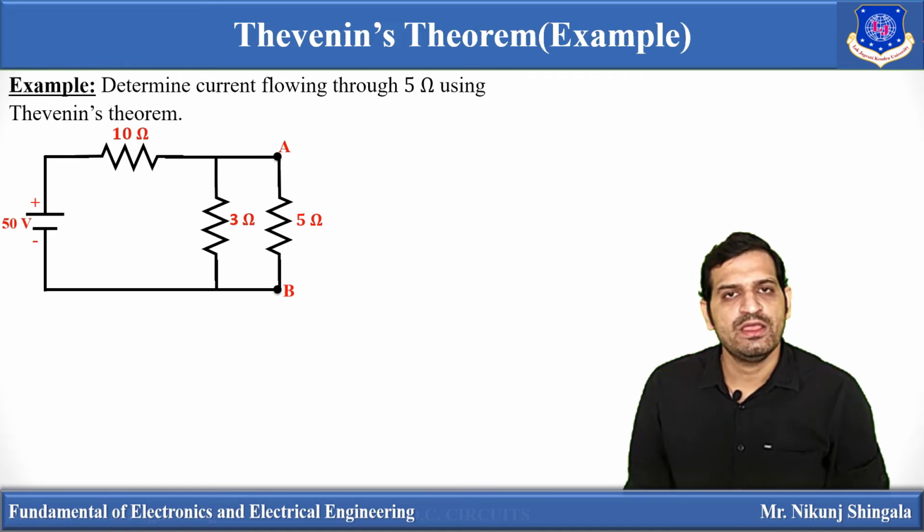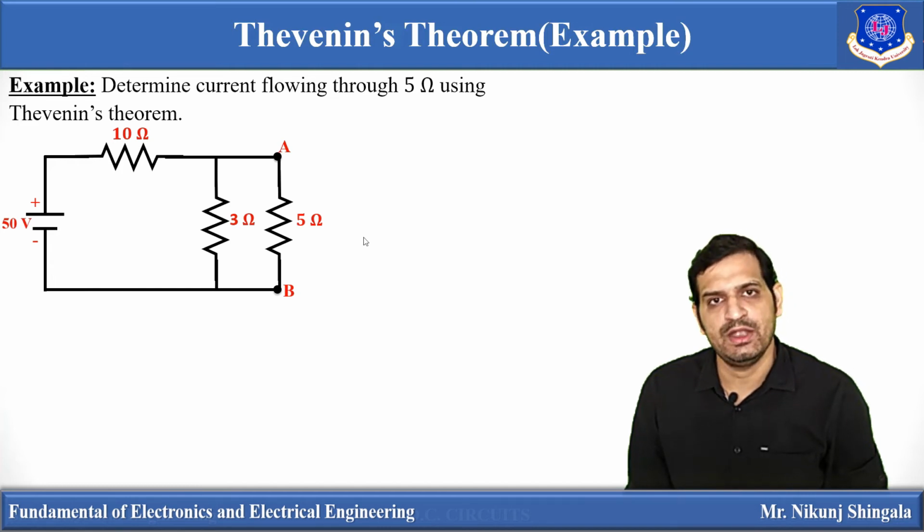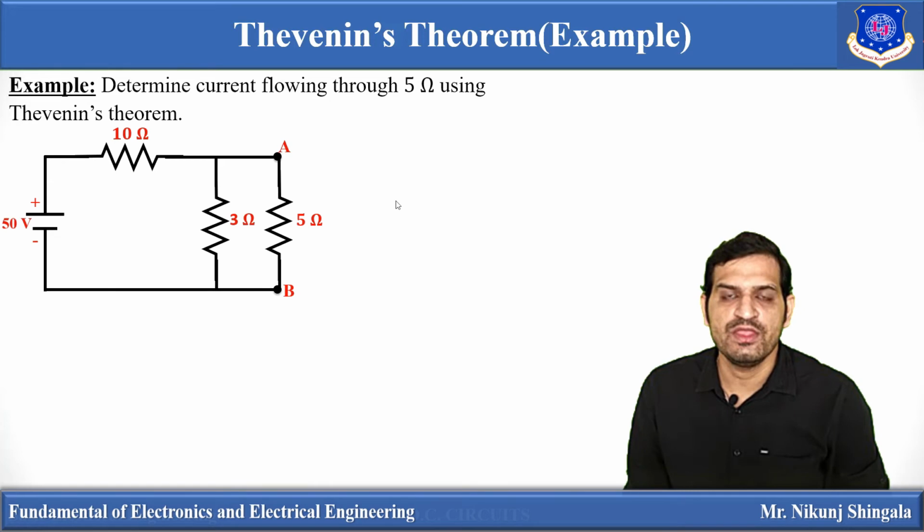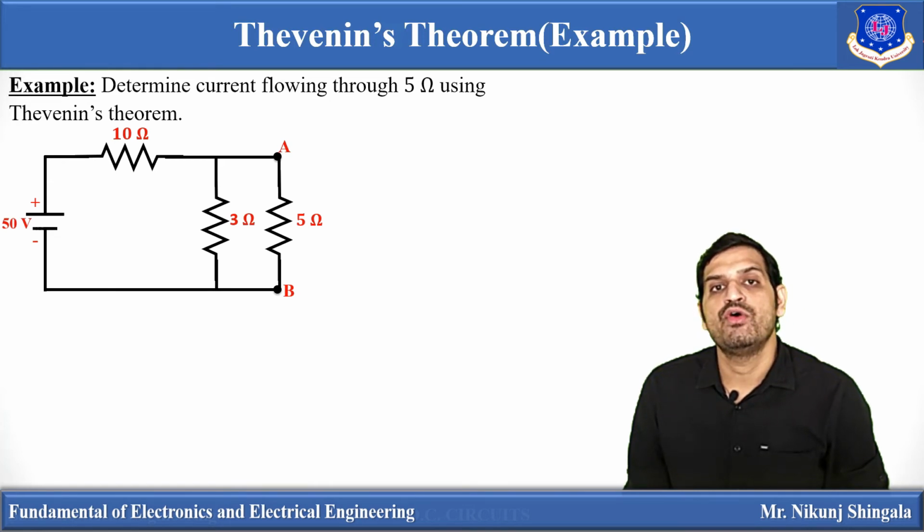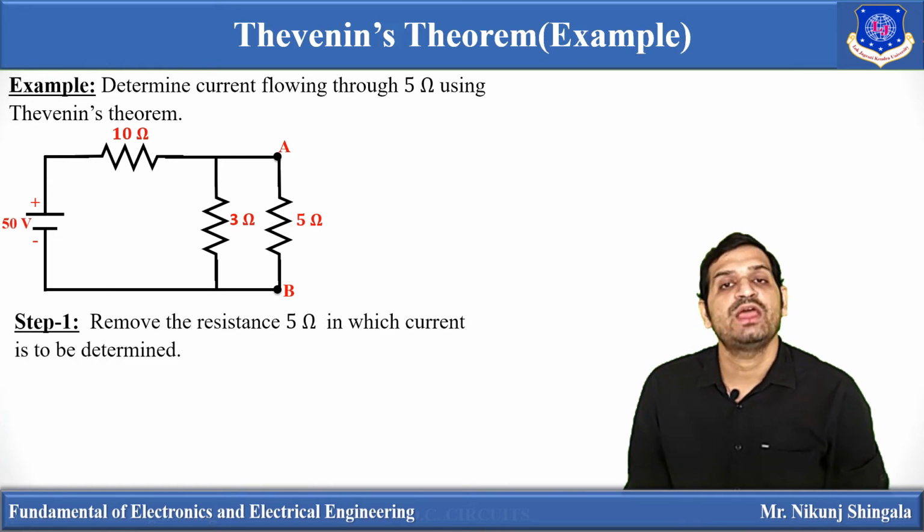So here one network is given which consists of two loops. It consists of a 50 volt battery and three resistors, 10, 3 and 5 ohm. Now this network is very simple from the initial look, but to understand how Thevenin's theorem works, I have taken a very simple network. In this network, we have been asked to determine the current through the 5 ohm resistance. So the 5 ohm resistance becomes the load resistance in this case, the resistance in which we want to determine the current.